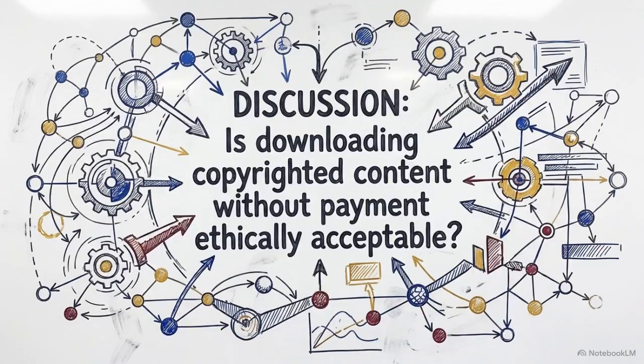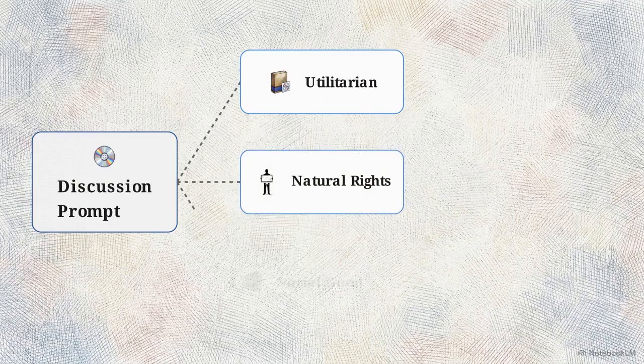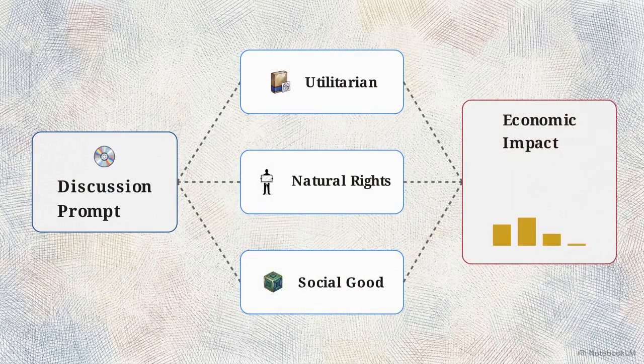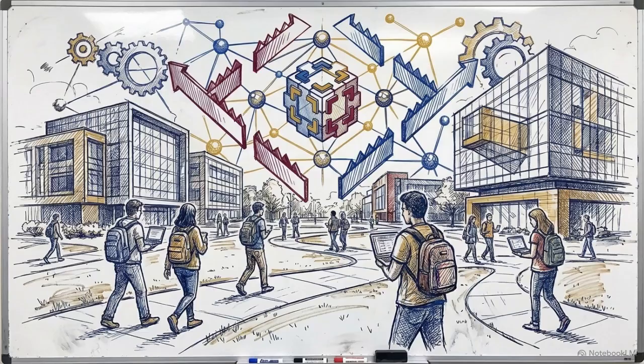Now we turn this over to a practical class activity. Take a look at the discussion prompt on screen. You need to prepare your arguments by analyzing this prompt through the 3 ethical theories: utilitarian, natural rights, and social good, while evaluating the economic impact on the computing industry. As future computer scientists, the code you write and the licenses you attach to it will ultimately determine which of these ethical frameworks controls the future of cyberspace.